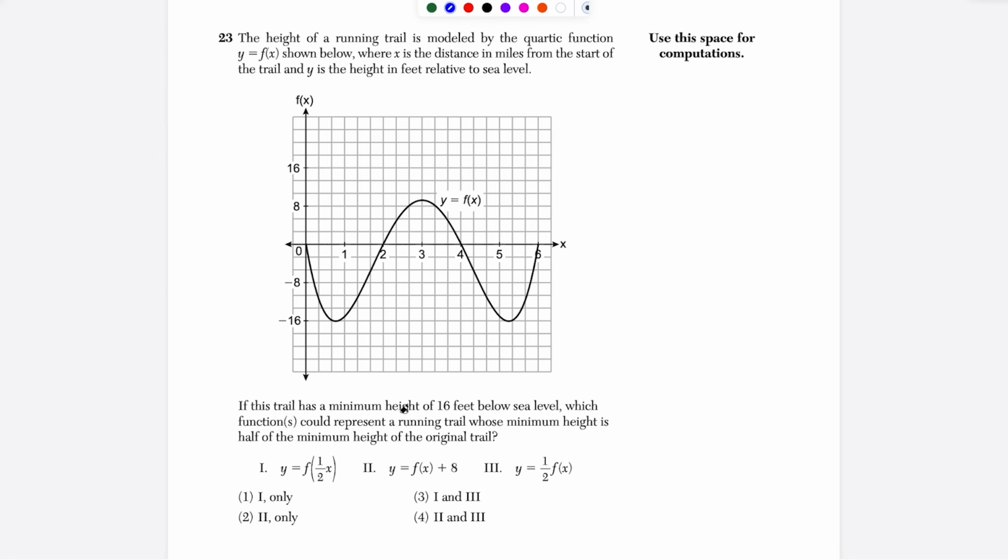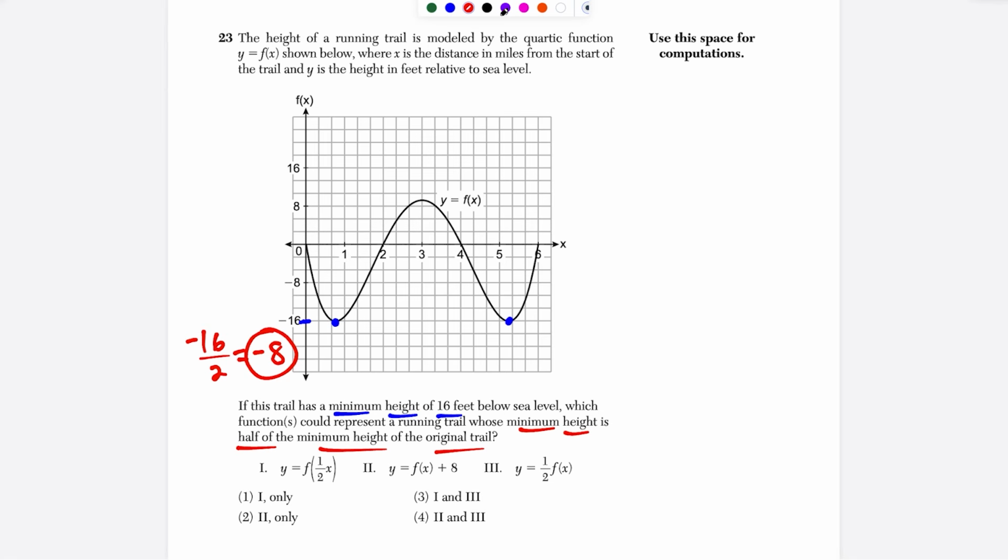So for this question, look at this information here. They're telling us the minimum height is 16 feet below sea level. So if we look here, we can see that the lowest point on the graph is occurring at negative 16 on the y-axis. What they're telling us is to look for functions that would have a minimum height that is half of the minimum height of the original trail. So if the original minimum is negative 16, if we divide that by 2, we're looking for functions that have a minimum of negative 8. That's what we're going to be considering when we look at Roman numerals 1, 2, and 3.